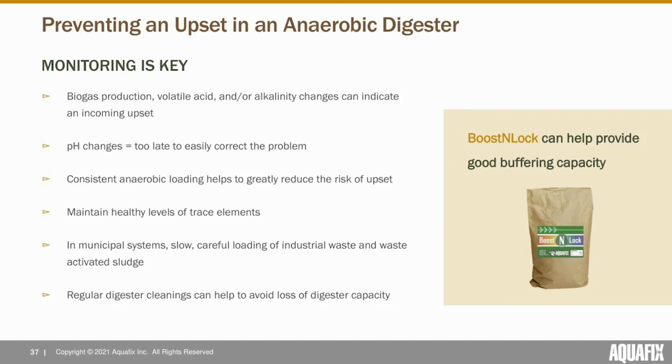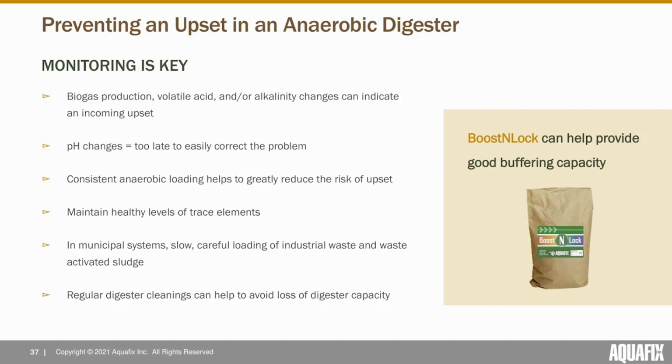Consistent anaerobic loading dramatically helps to reduce the risk of upset. If you're a plant that has high variability in your loading, you may want to consider, if feasible in your case, finding ways to stabilize that loading. Maybe it's scheduling when you're picking up different feed substrates if possible, or having an EQ tank constructed so you can increase the stability of your loading, because that'll help to prevent an upset. You're going to want to monitor and maintain healthy levels of trace elements and have a good understanding of your nutrient concentrations in your feedstock.